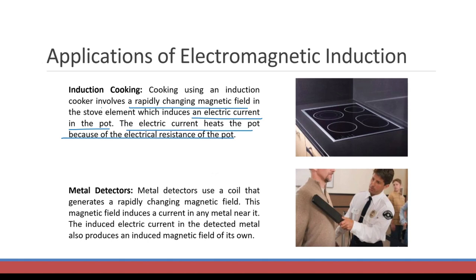And metal detectors in airports. Metal detectors use a coil that generates a rapidly changing magnetic field. This magnetic field induces a current in any metal near it. The induced electric current in the detected metal also produces an induced magnetic field of its own. And so the readers pick up on these and are able to detect metal.